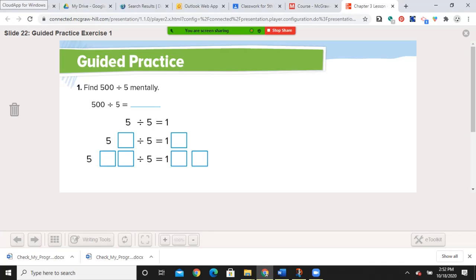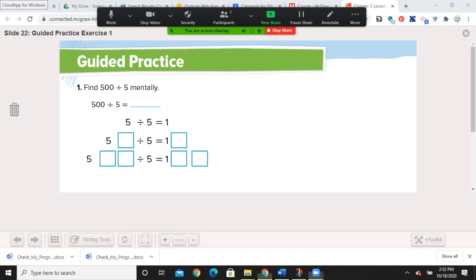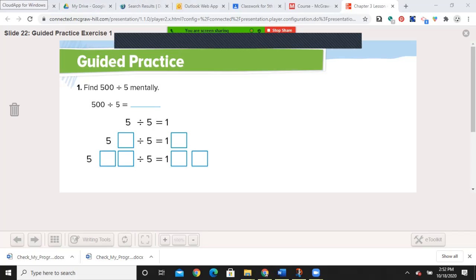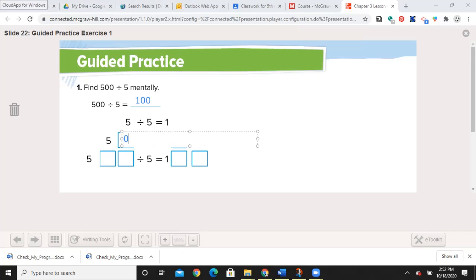So first step, find 500 divided by 5 mentally. Well, I need all this. 5 goes into 5 one time, and there are 2 zeros, so about 100. Check my work. 5 divided by 5 is 1. 50 divided by 5 is 10. Notice my balance in the number of zeros. 500. I have a balance for 1 0 and 1 0, 2 zeros and 2 zeros. I could use this to solve the problem if I so chose. This is written in.